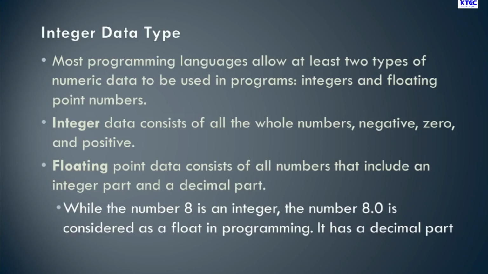Integers and floating point numbers. That was what I was making noise about all this while. Now let's understand them. Integer data consists of all the whole numbers: negative, 0, and positive numbers. Provided there is no point, nothing attached to it, it's an integer.